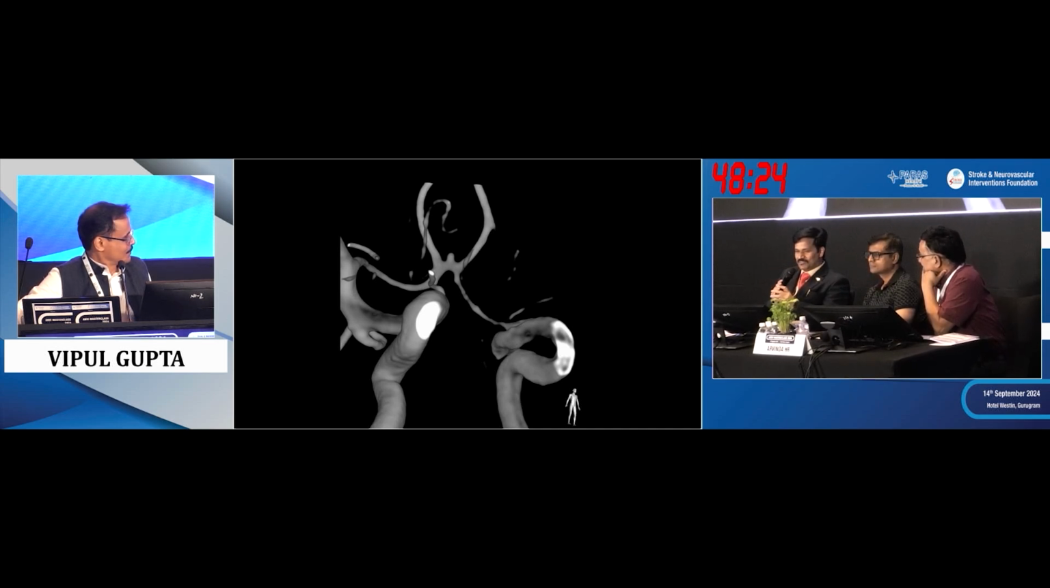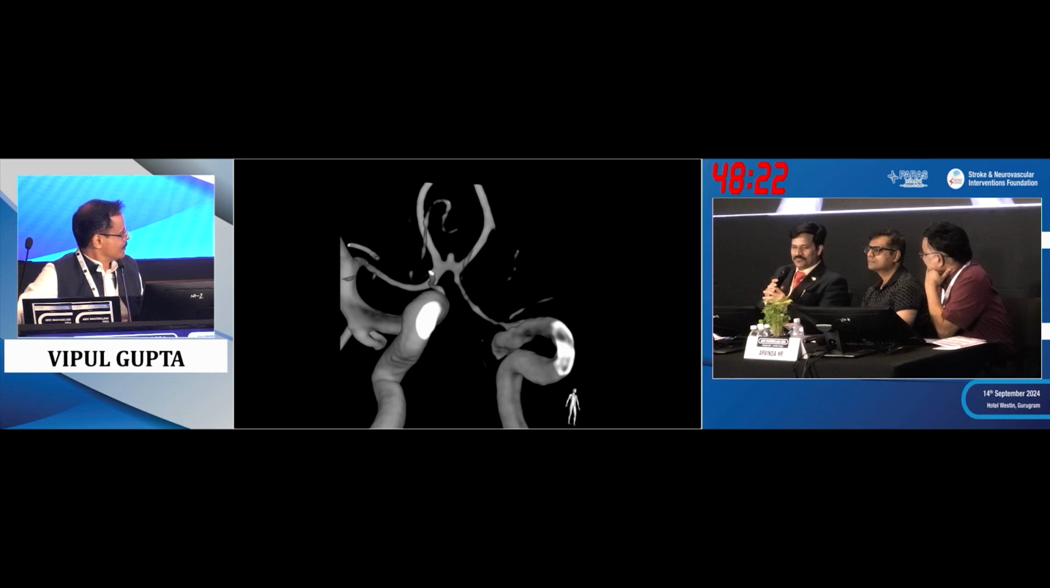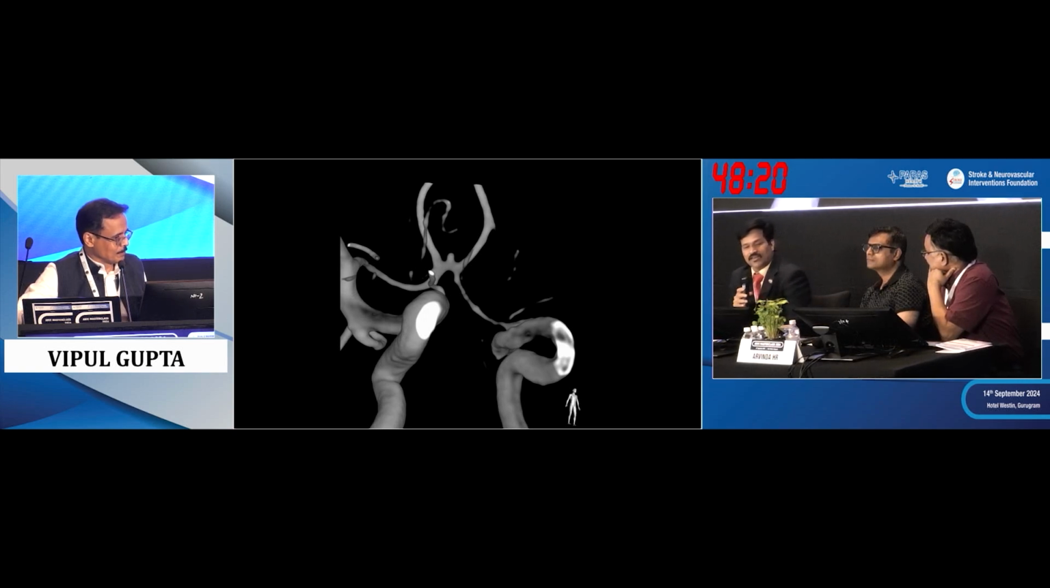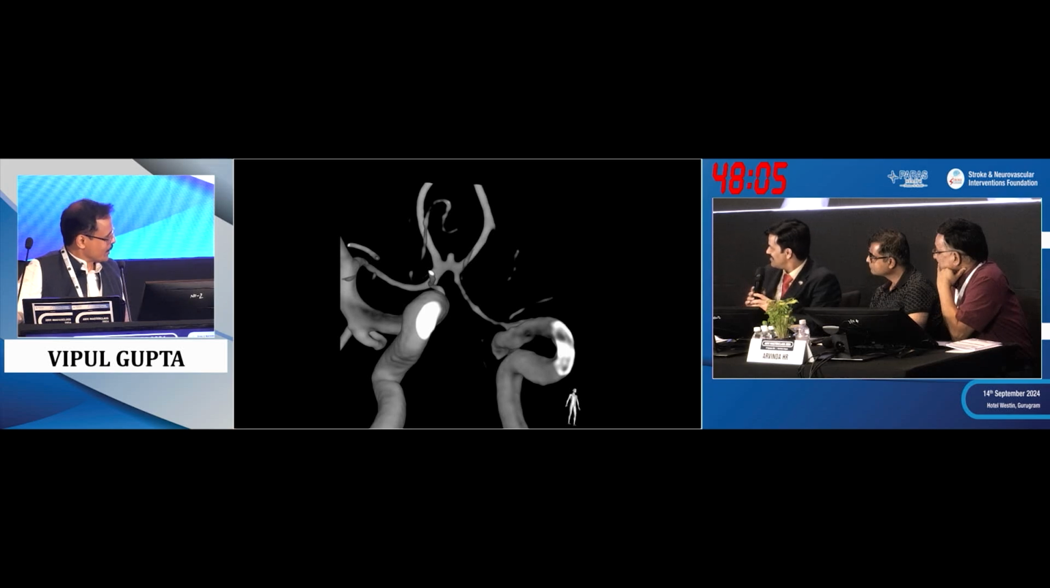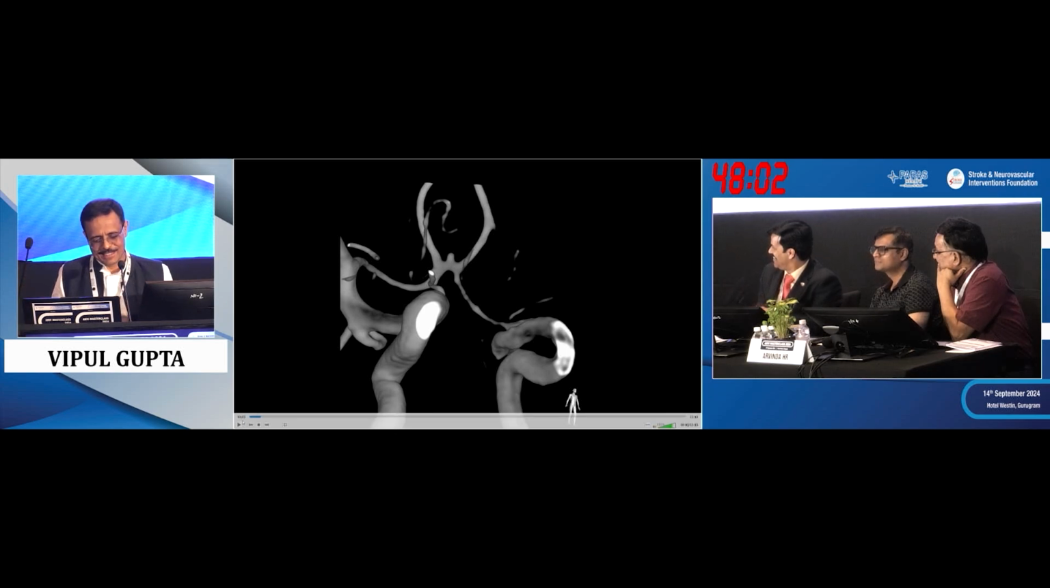So the options are not very many: from the right A1 to the left A2 stent and then coil the aneurysm. Perfect. Yeah, stent-assisted coiling. Thank you. We will do what you say.